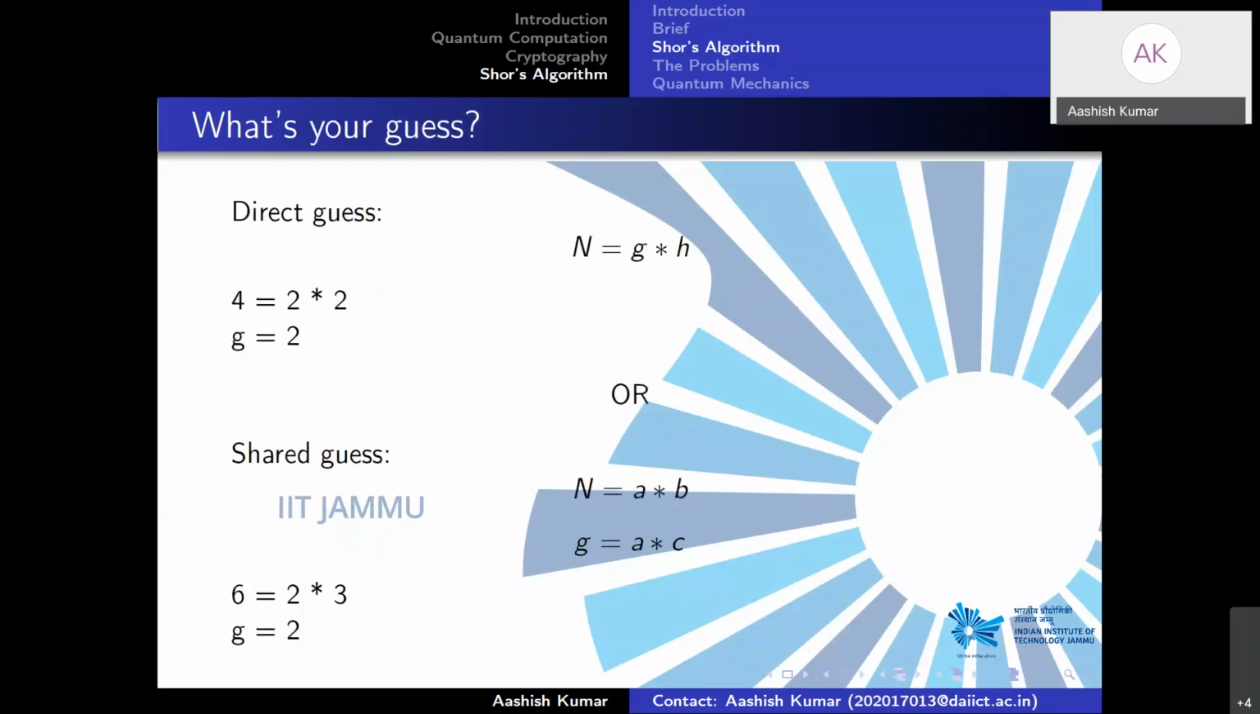So guesses can actually be of two types. It could be a direct guess. What I mean by direct guess is that the guess that I've made will actually be a direct factor of that number. So my number would be equal to my guess multiplied by another factor, giving me the number back. Or the guess could be a shared guess. What do I mean by shared guess? For example, I have a number and there are two factors of it, but what I guessed was a factor of one of those numbers, right?